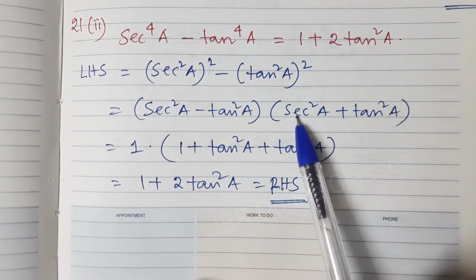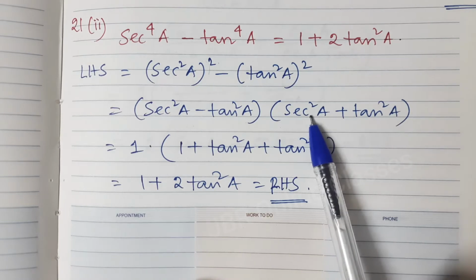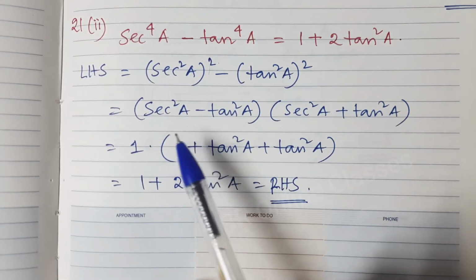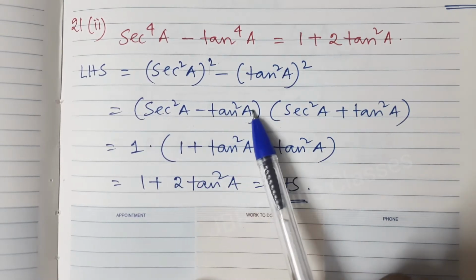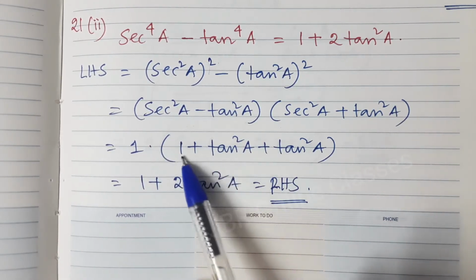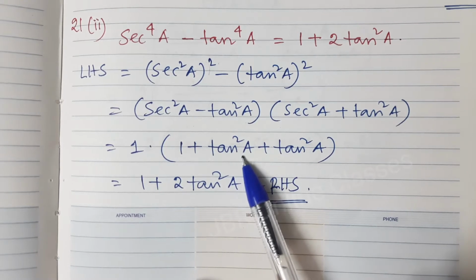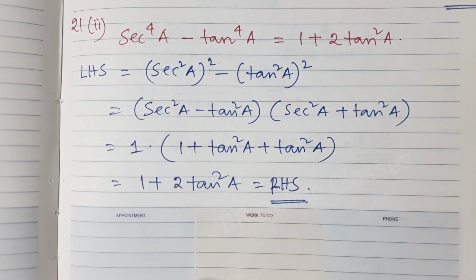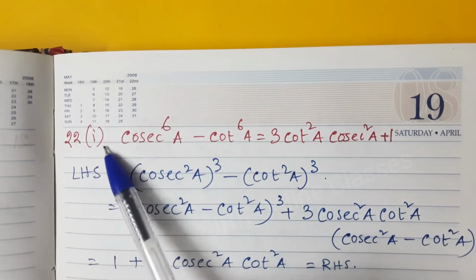Okay, so what is the formula? It is 1 plus tan square a. That is from the same formula, sec square a minus tan square a equal to 1. From that we are getting 1 plus tan square a, and this tan square a was there, so finally we are getting this as the answer. Now this is 22 part 1.